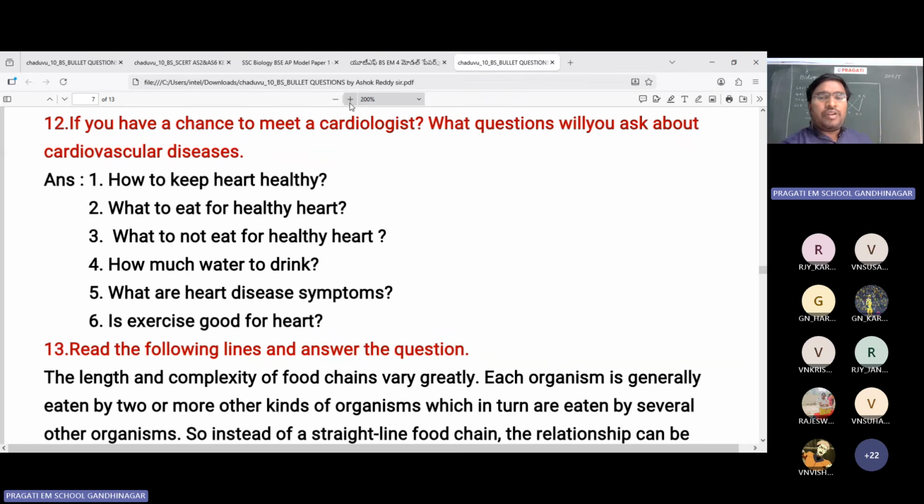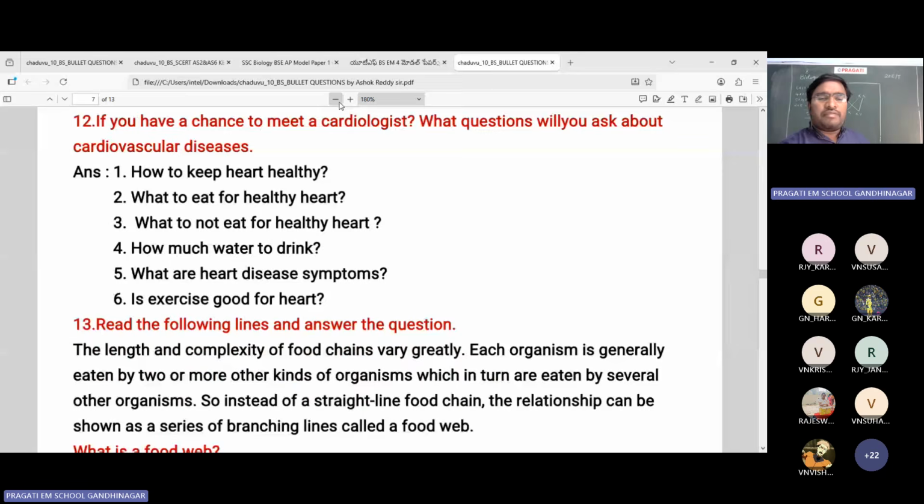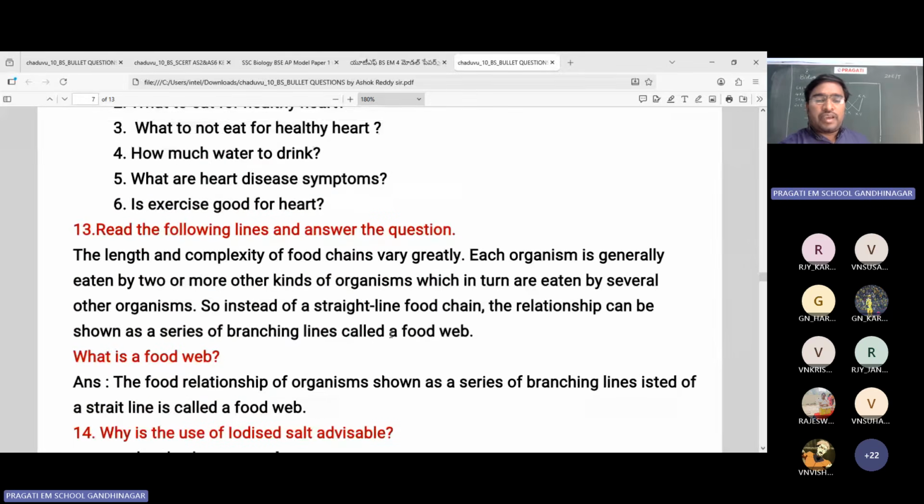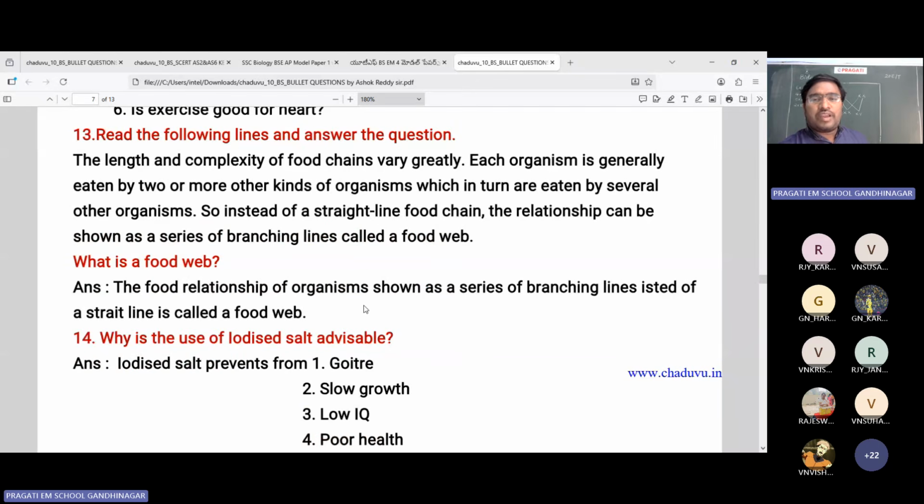Here, I'm going to present one important paragraph. This is also one of the important repeated paragraphs, children. Repeated. So look at this paragraph, children. The length and complexity of food chains vary greatly. Each organism is generally eaten by 2 or more other kinds of organisms, which in turn are eaten by several other organisms.